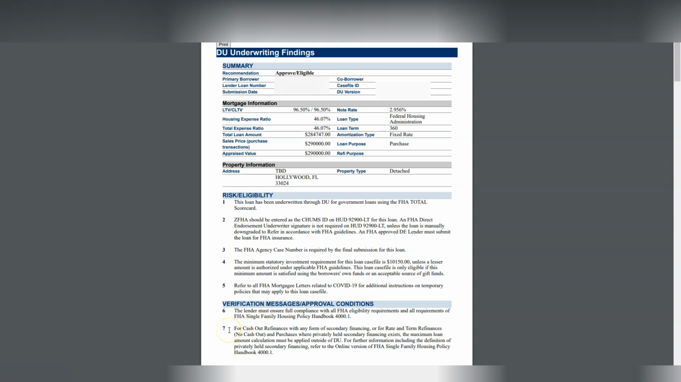Let's go down to number seven. For cash out refinances with any form of secondary financing, or for rate and term refinances, no cash out basically, and purchases where privately held secondary financing exists, the maximum loan calculation must be applied outside of DU, which means it's a manual underwrite. Let's move on to more important things.